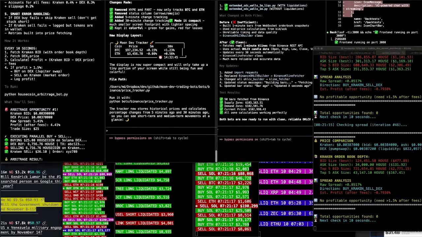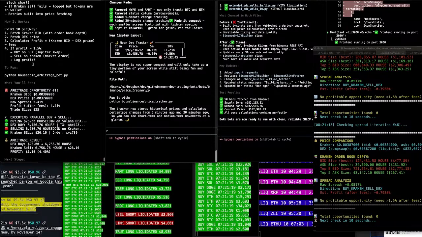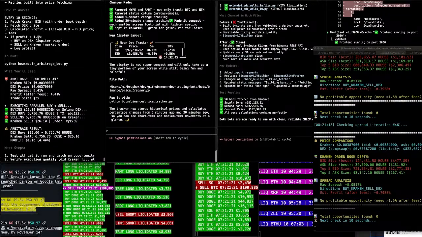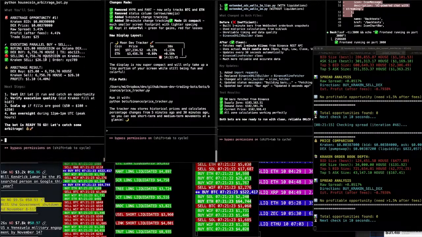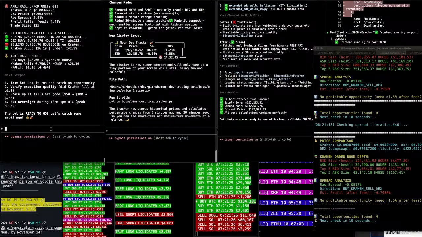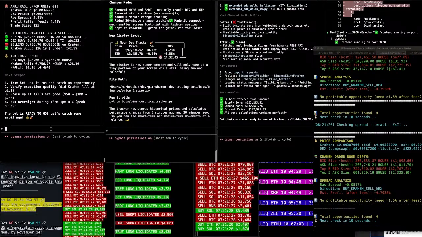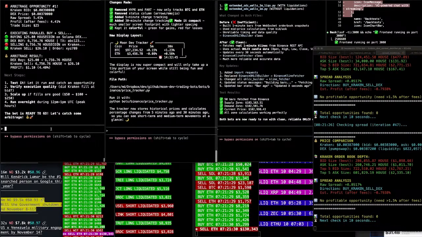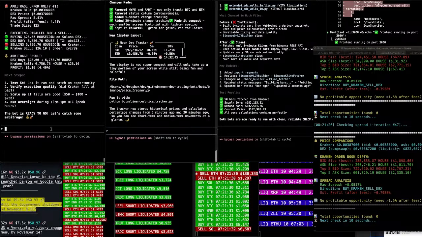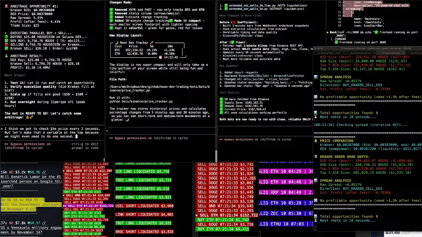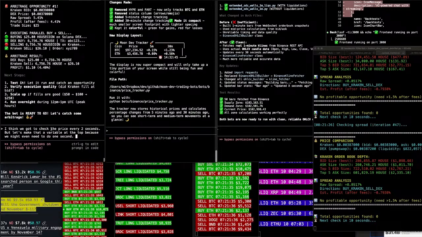I mean, I think we got to go a little faster than that. Calculate profit. Arbitrage opportunity. I think we got to check the price every 2 seconds. But let's make that a variable at the top because we might even need to do 1 second. Yeah, let's do 1 second for now.